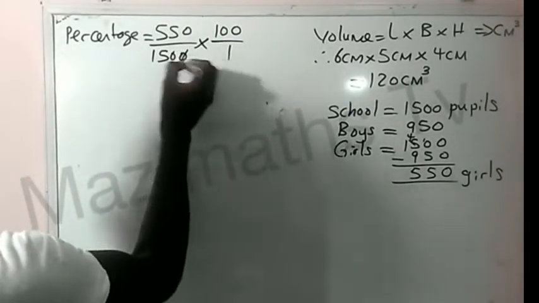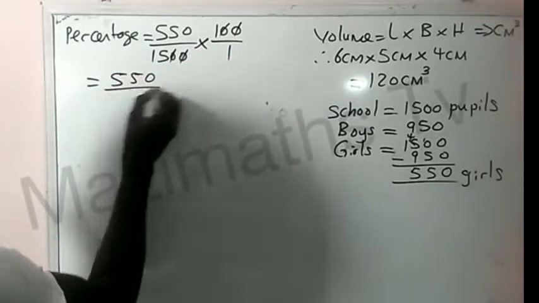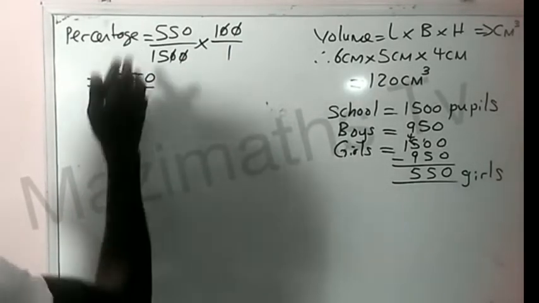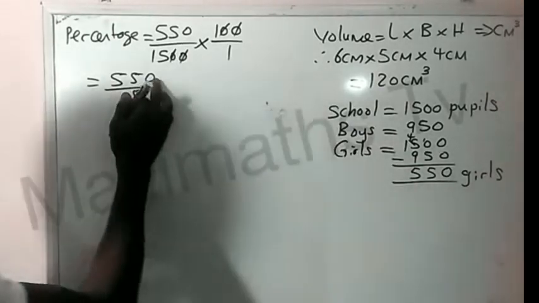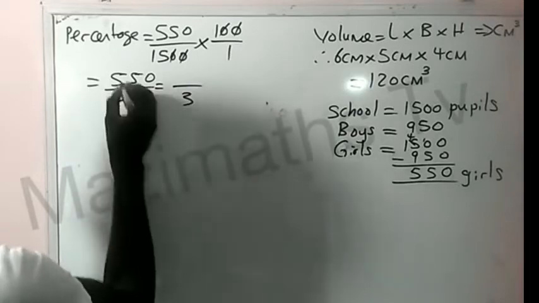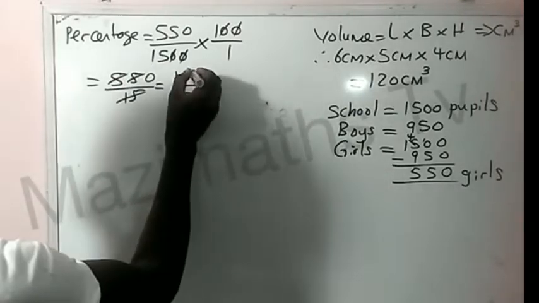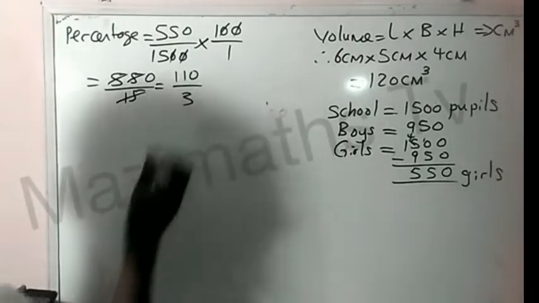Now let's divide. This 0 cancels this 0, this 0 cancels this 0. So we are left with 550 over 1500, that is 55 over 150. What number can divide both? It is 5. Any number that ends with 0 or 5 can be divided by 5. So 5 here, 3; 5 here, 1; 5 here, 1. And 0 cannot be divided by 5, so we put 0 here. Now we have 110 over 3.